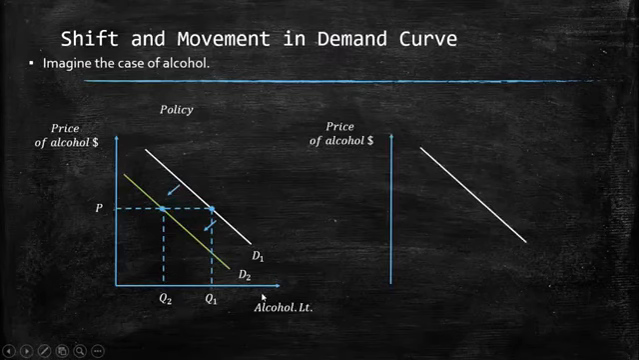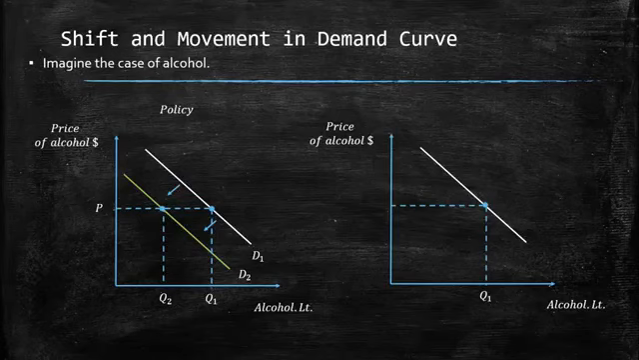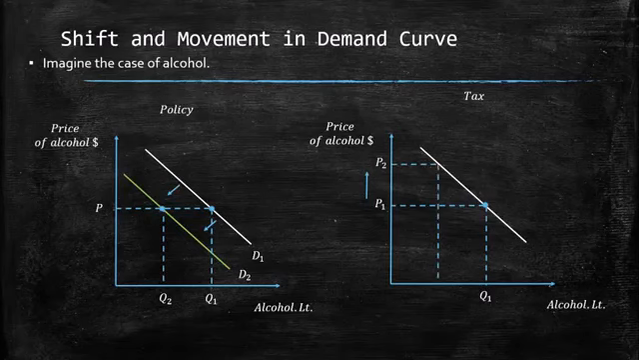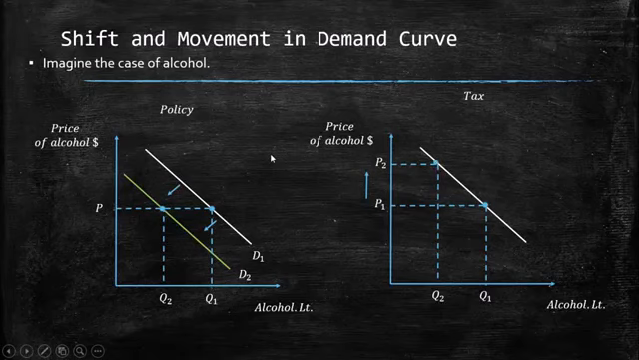What about the movement along the demand curve? Given a tax, the government fixes a tax, a tariff, so the price increases and the quantities decrease. So if you see here with the shift, at the same price there is a reduction of the quantities, but in this case it is a higher price and lower quantities. Okay, this is a movement along the demand curve, and that is a shift.